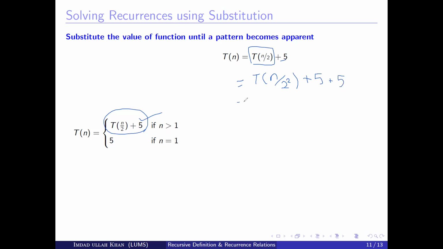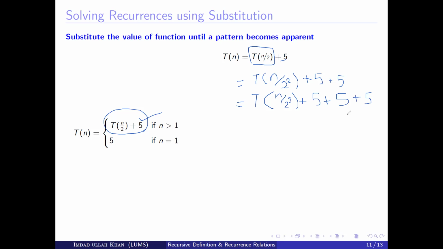And then we will keep on doing this. So our next substitution will be T(n/2^2) over 2, which will give us 2 raised to power 3 over here. So one new 5 will get added over here. So we'll have 3 5s over here.